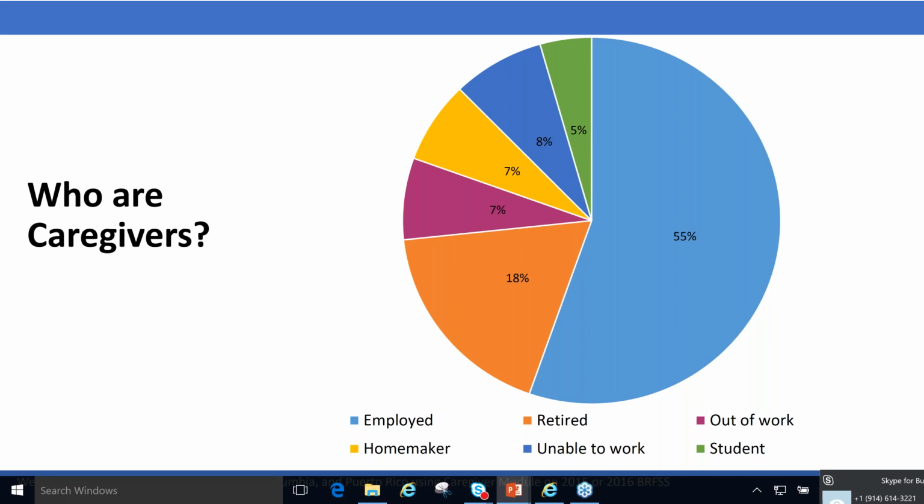And employment status is another question that's on the core of the BRFSS. So if you were interested, you could look at whether or not caregivers were employed. You could also specifically focus on caregivers who are employed and compare them to caregivers who aren't, for example. You can see from the 2015-2016 data, just over half of caregivers work outside of the home, so 55% were employed, almost 20% were retired, and then a smattering of caregivers are not working or unable to work, homemakers and students. Next slide, please.